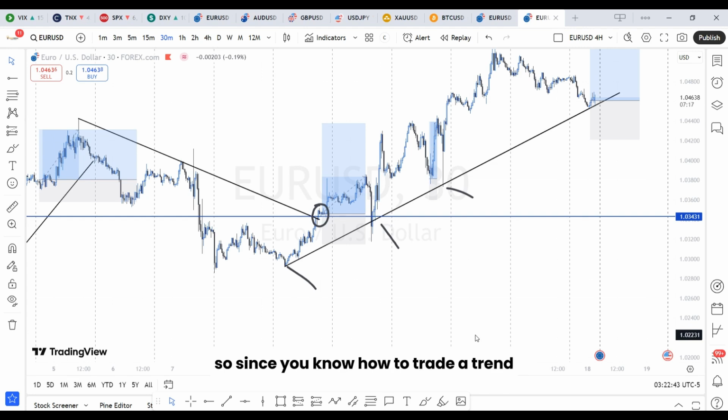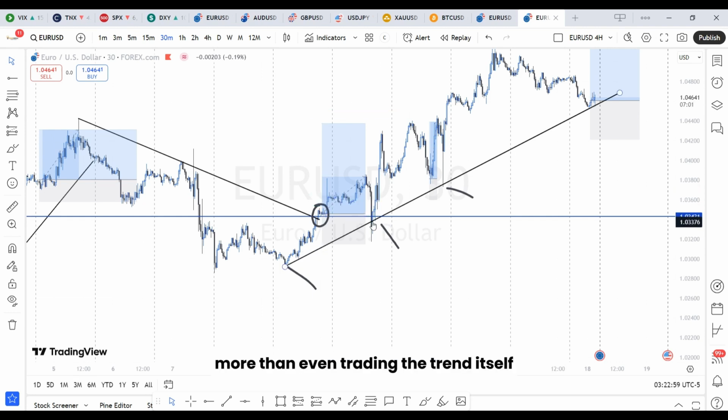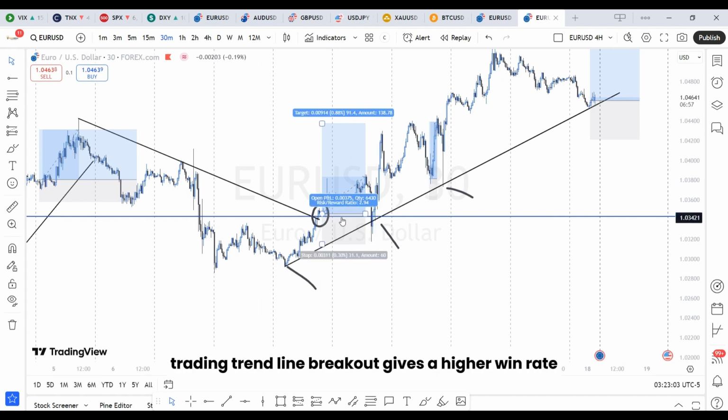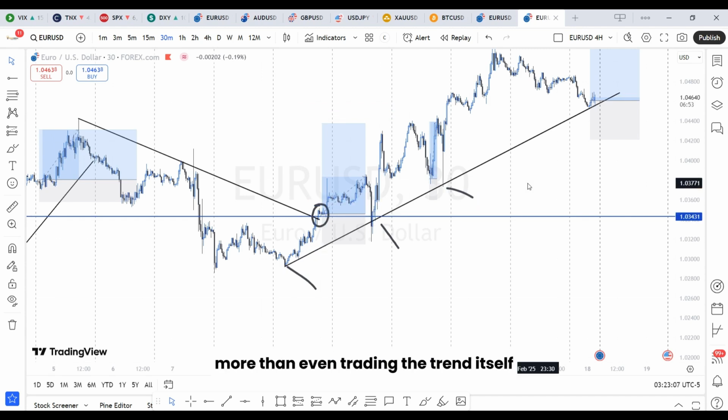So since you know how to trade a trend, you can always know when the trend is breaking and how to join them to trade the breakout of that trend, which gives a higher win rate. Trading trend line breakout gives a higher win rate more than even trading the trend itself. I repeat, trading trend line breakout gives a higher win rate more than even trading the trend itself.